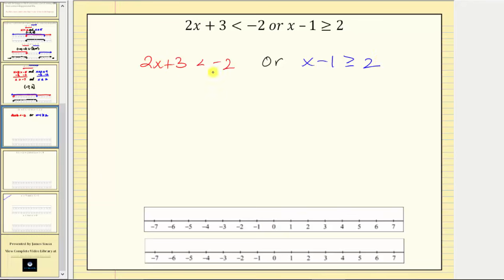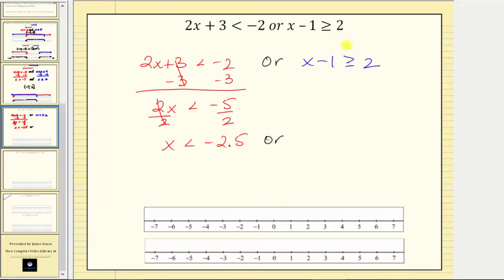To solve for x here, we first subtract 3 on both sides. Remember, when solving an inequality, if we ever multiply or divide by a negative, we do need to reverse the inequality. 3 minus 3 is 0, giving us 2x less than negative 5, dividing both sides by 2. Simplifying, 2 divided by 2 is 1, 1 times x is x. We have x less than negative 5 halves, which is negative 2.5.